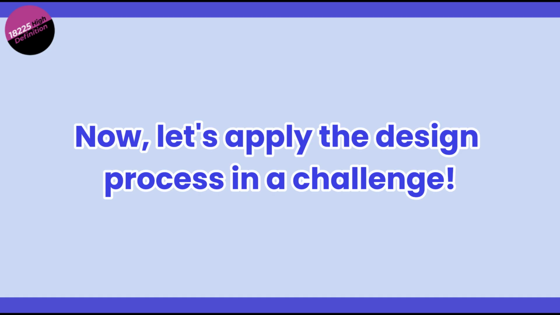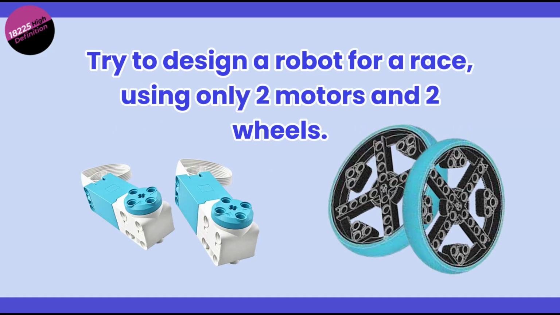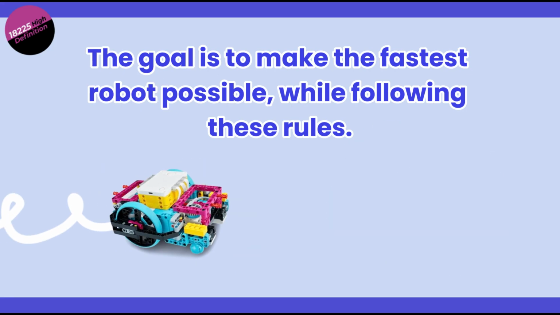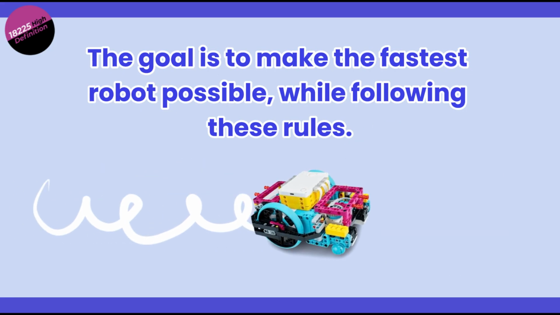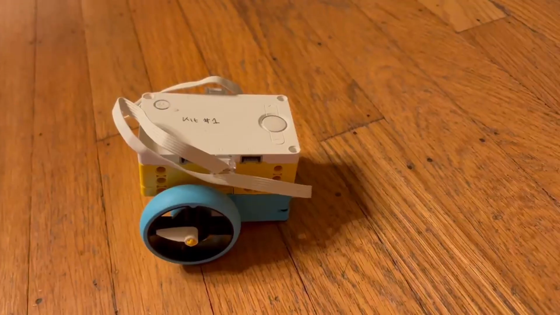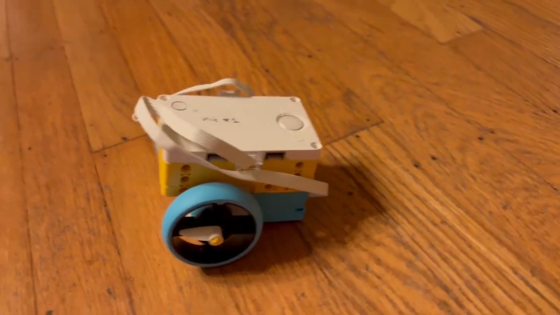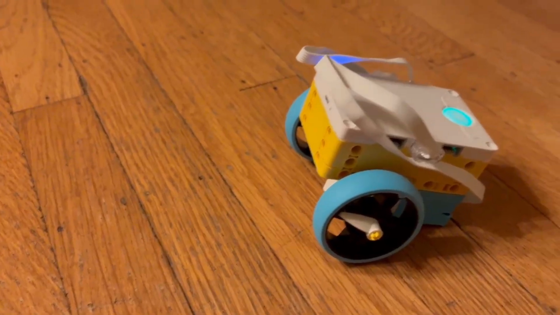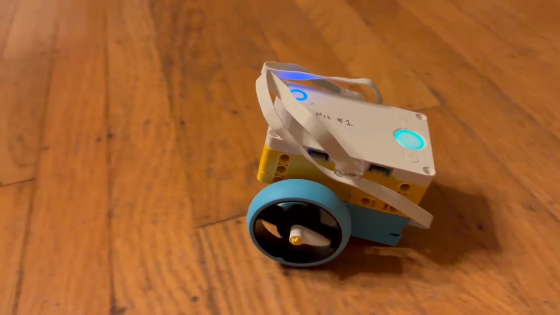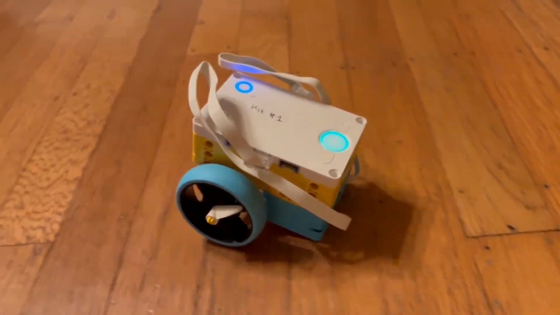Now, let's apply the design process in a challenge. Try to design a robot for a race, using only 2 motors and 2 wheels. The goal is to make the fastest robot possible while sticking to these rules. Here is a sample robot I worked to design for the same set of conditions. You can see it only uses 2 motors and 2 wheels, but still moves quickly.